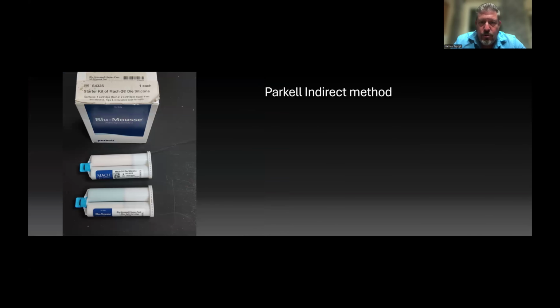This is useful. It's called a Parkell indirect method. What we're doing here is we're using this Parkell Mach 2 disilicone, right? We're going to pour up an impression of the person's teeth with this. And we're also using blue mousse to serve as a base for that silicone, right? So I'm going to make my wax up and I'm going to make my matrix. Usually my matrix is going to be a copyplast or a silicone, right?